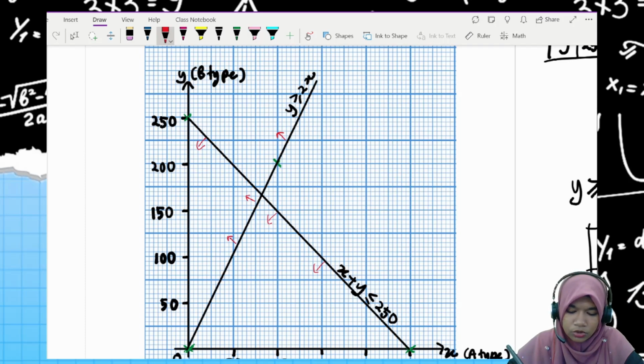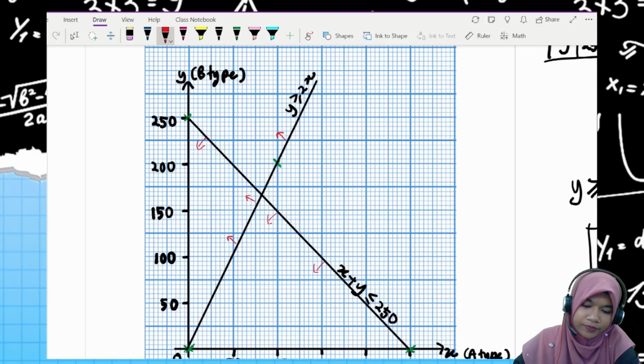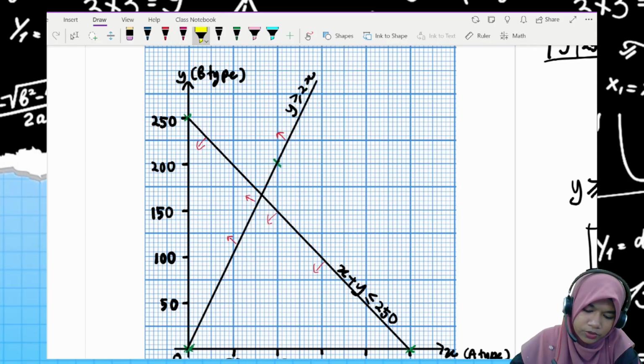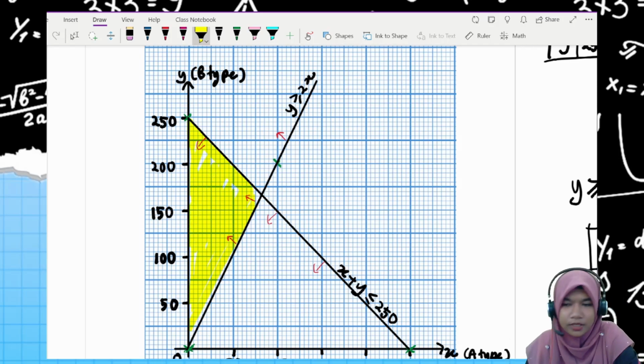So which is the region that satisfies both inequalities? It is here, this region, the region that satisfies both linear inequalities.